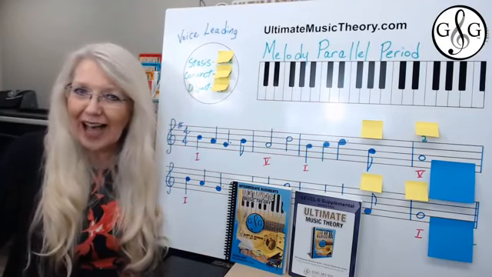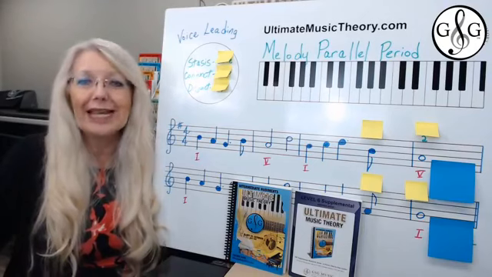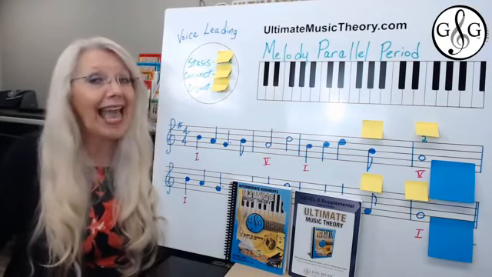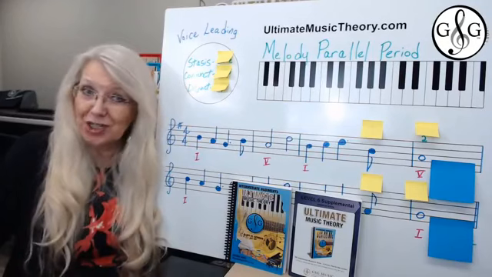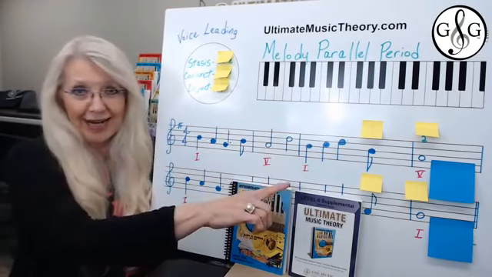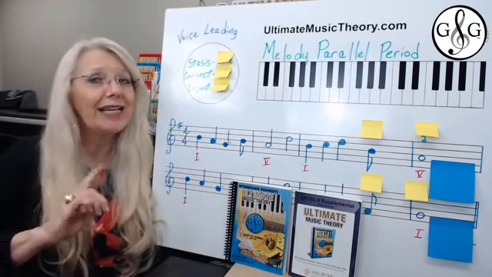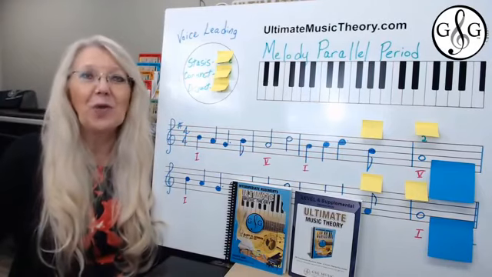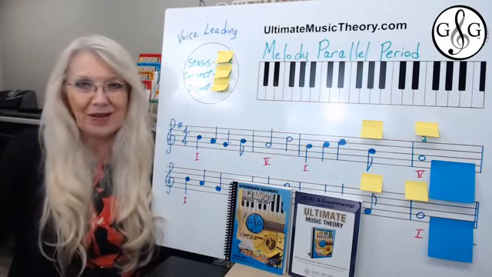Well, in level 5, you learned about writing a melody in a parallel period, and you discovered how the antecedent asks a question in the first four measure phrase, and the consequent concludes in the second four measure phrase. So we're constantly growing and building our knowledge.